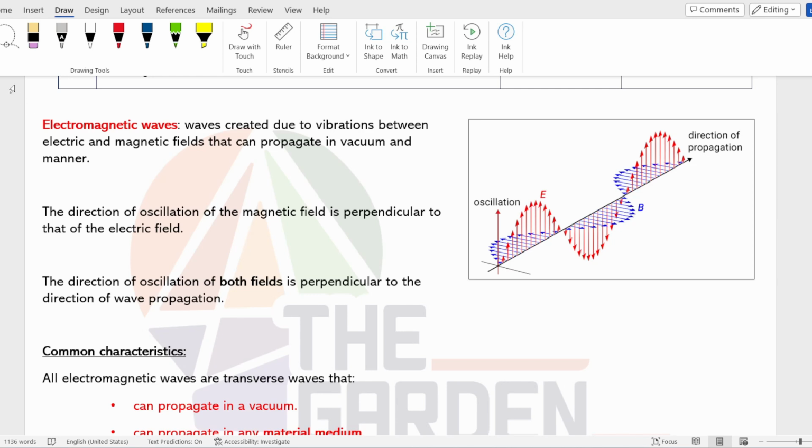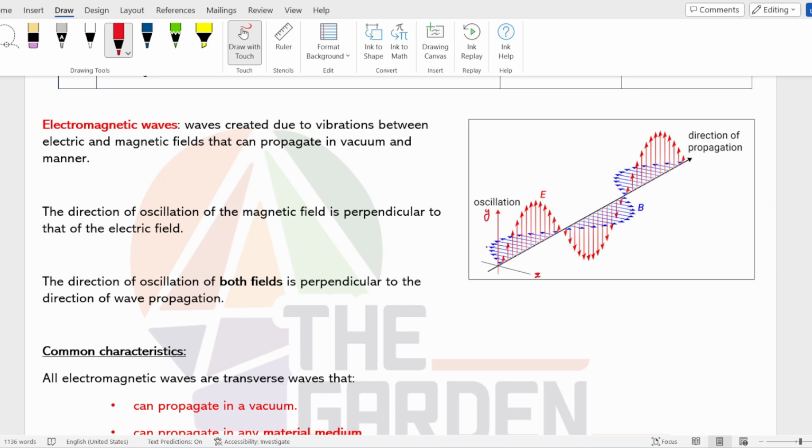If we assume that the electric field is oscillating in this axis, and let's say that this is the y-axis for instance, and let's assume that this is the x-axis or z-axis, we can call this the z-axis, you can see that the electric field is oscillating in the y-axis, and B, the magnetic field is oscillating perpendicularly to the y-axis and the z-axis.